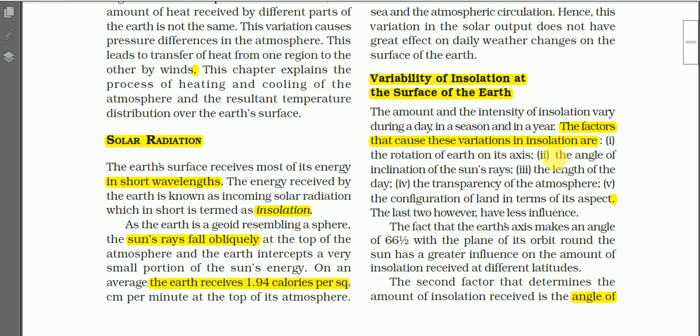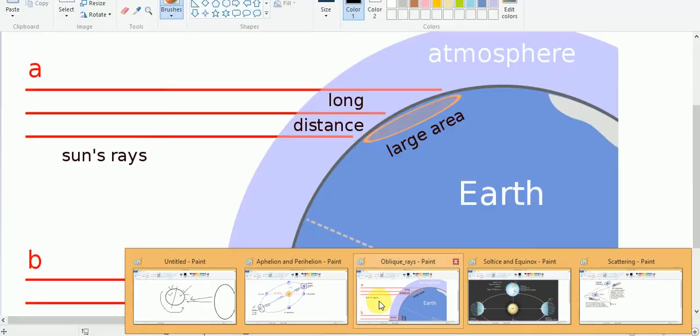Then number two, we have the angle of inclination of the Sun's rays. For this, let us see this diagram.